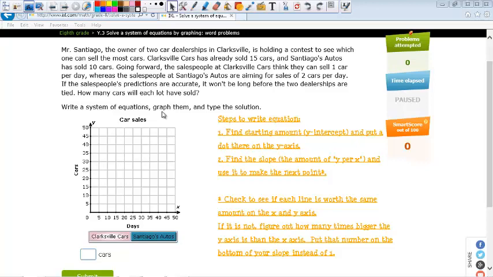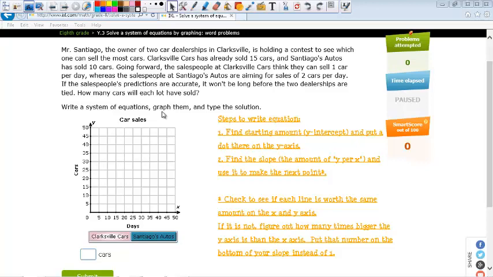This problem right here starts off telling us that Mr. Santiago owns 2 car dealerships and he wants to see which one can sell the most cars. And Clarksville Cars has already sold 15 cars. Santiago's has sold 10 cars. Going forward, the salespeople at Clarksville Cars think they can sell 1 car per day, whereas the salespeople at Santiago's Autos are aiming for sales of 2 cars per day.